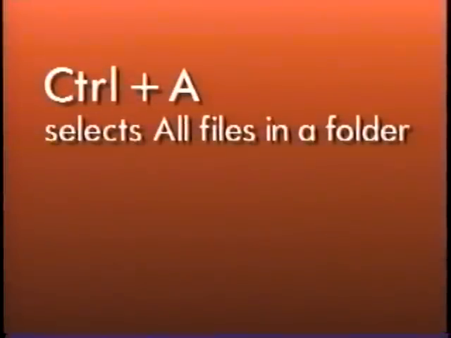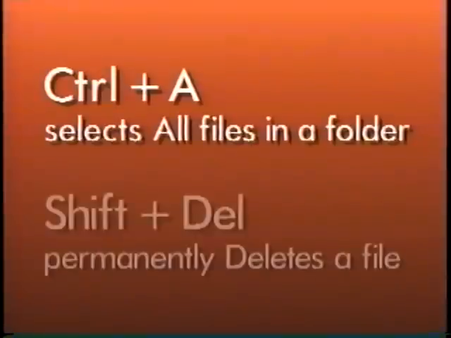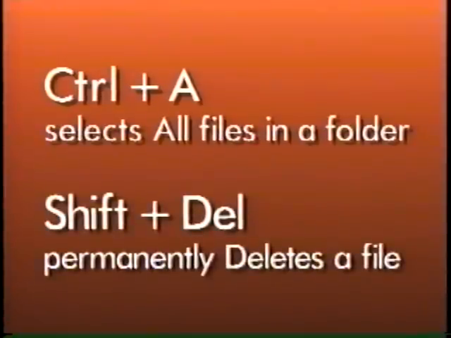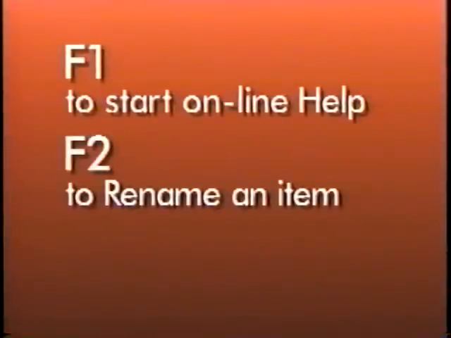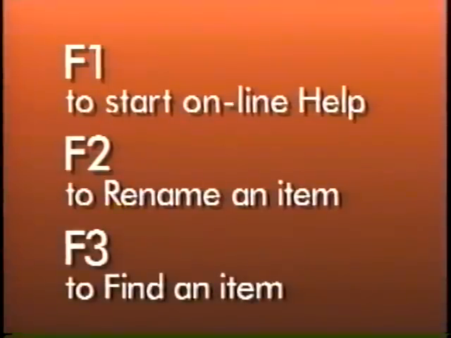Control plus A selects all the files in a folder. Holding down the Shift key as you delete an item means it's gone for good. No recycle bin. Holding down the Shift key while double-clicking on My Computer or any file or folder launches the Explorer view. And the three function keys used most often are F1 for help, F2 to rename a file, folder or icon, and F3 to launch the Find option. That's a lot of information, but remember, we outline all of these keyboard shortcuts in the quick reference guide that came with your video.